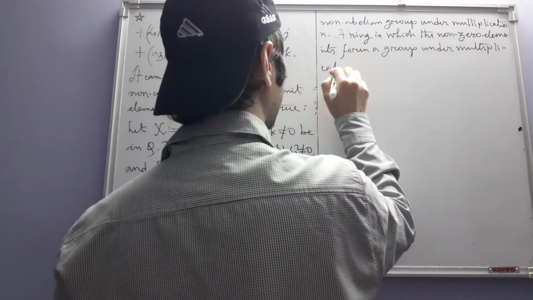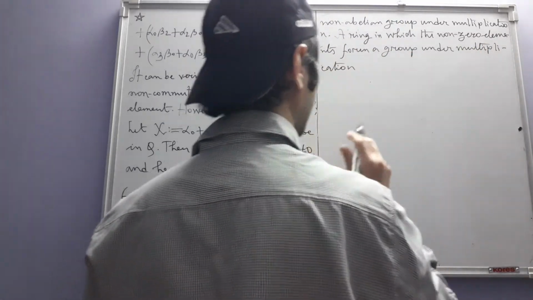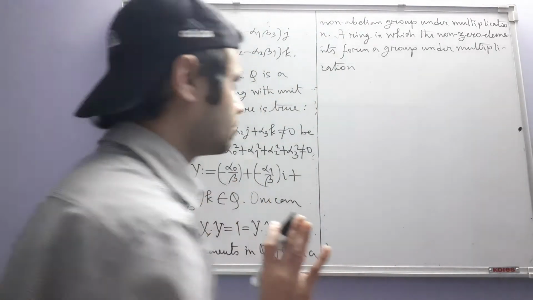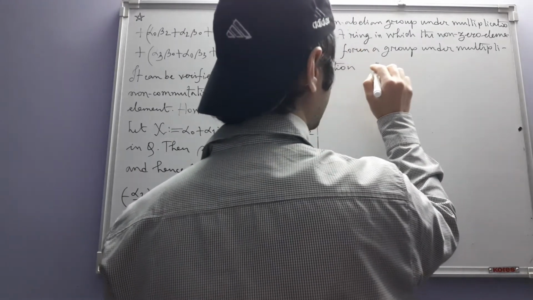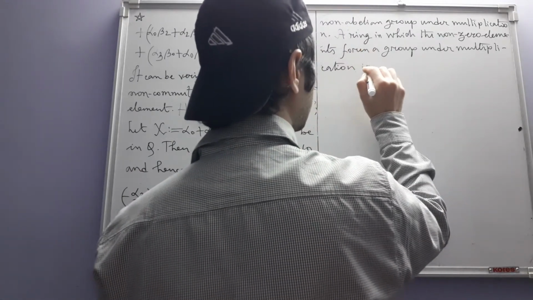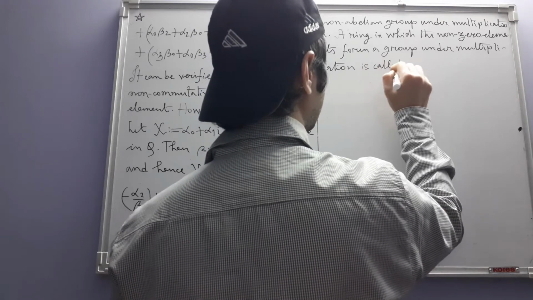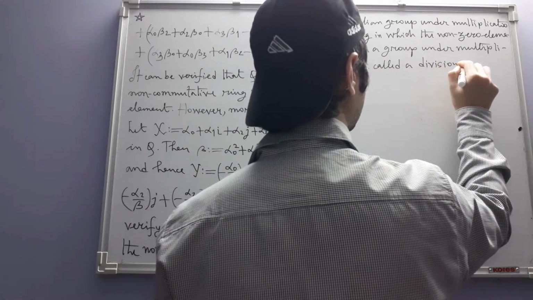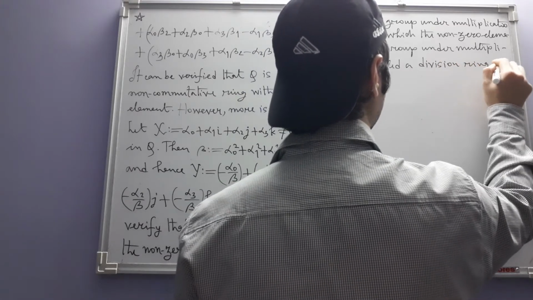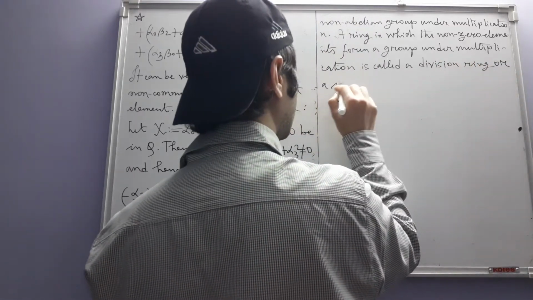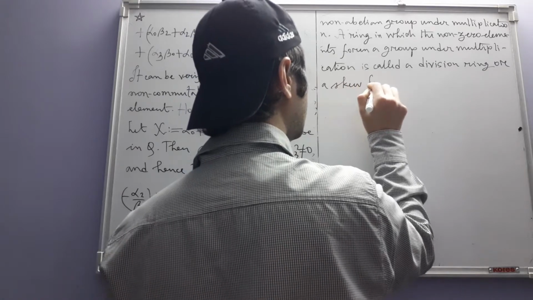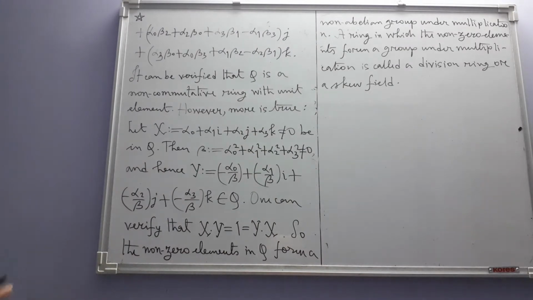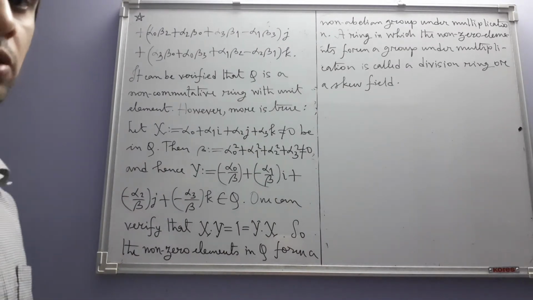Group under multiplication, abelian or non-abelian, that we are not saying. If they form a group under multiplication, such a ring is called a division ring or a skew field. That is, it's not necessarily a field. It may or may not be a field.